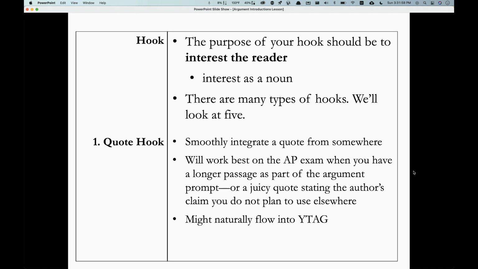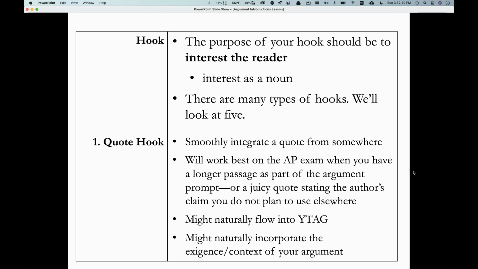The quote might naturally flow into the WHY tag. That is the WHY tag of any text that is mentioned in the argument prompt. As you may have seen, some prompts bring in one or even 2 texts written by other folks, and other prompts don't bring in any text, but are just sort of general prompts. So if you are using a quote hook and there is a text being referenced, then you could let that introduction quote, kind of like you do for rhetorical analysis, flow naturally into the year, title, author, and genre of the text referenced.